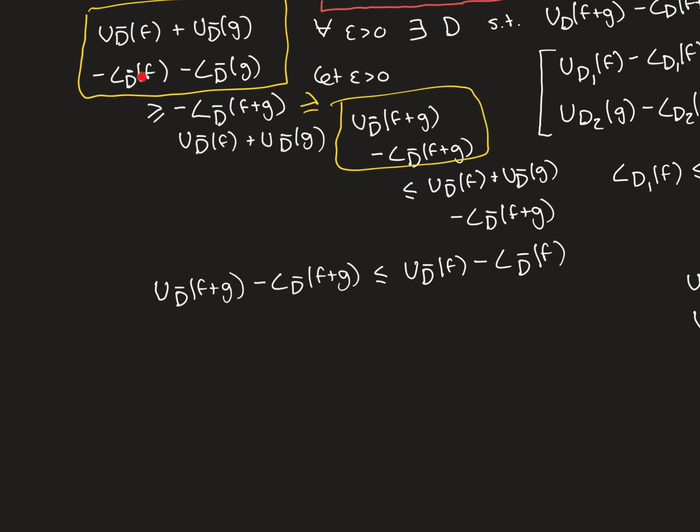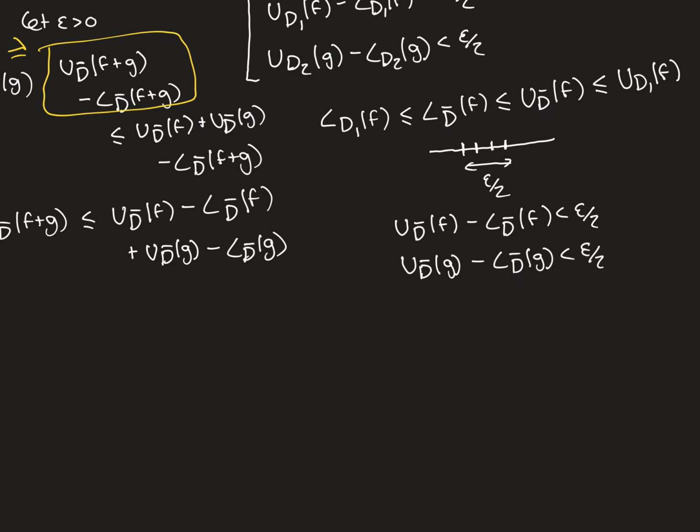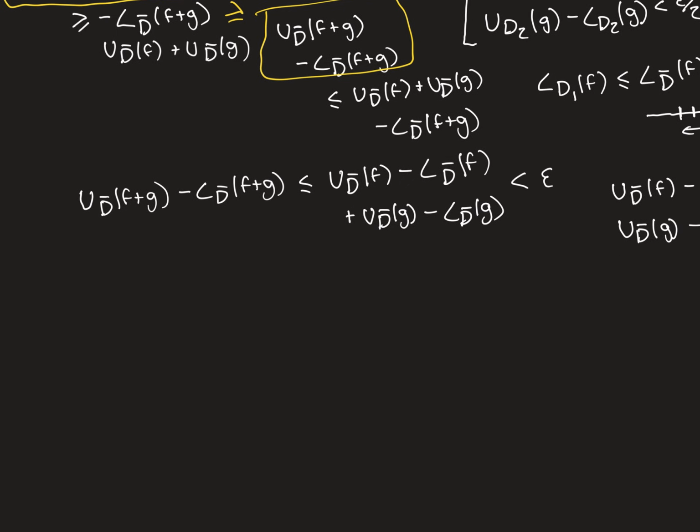So putting these two bits together, we've got the upper Riemann sum of f over d bar minus the lower Riemann sum of f over d bar plus the upper Riemann sum of g over d bar minus the lower Riemann sum of g over d bar. And now, of course, we use our inequalities over here. So add those two inequalities together, combine them together. This is strictly less than epsilon over 2. This is also strictly less than epsilon over 2. So if you add this to this, which is what we've got over here, you're going to get something that's strictly less than epsilon.